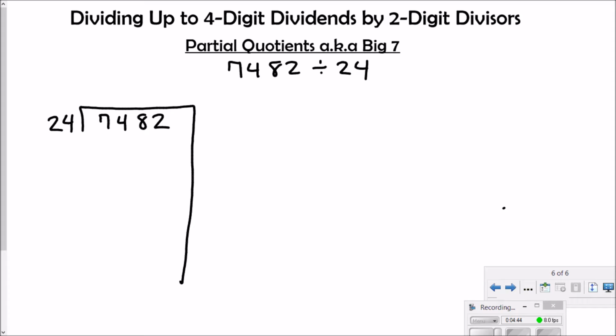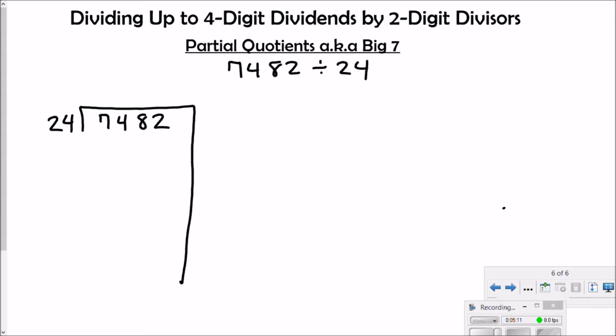So like in the last problem, when we did the standard algorithm, we needed to write that 3 above the 4 to say that 24 goes into 74 3 times. With the Big 7 method, we can take out chunks of numbers at a time until we can no longer subtract from the remainder. Or, I'm sorry, divide the remainder.